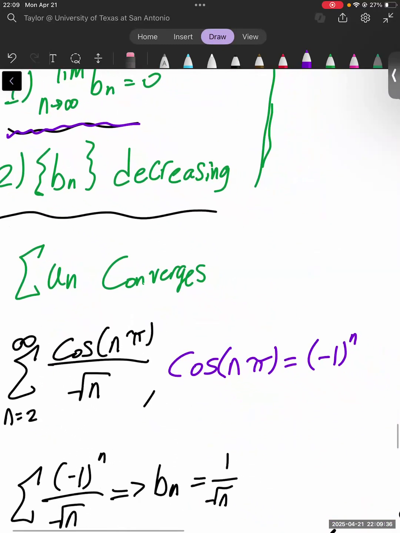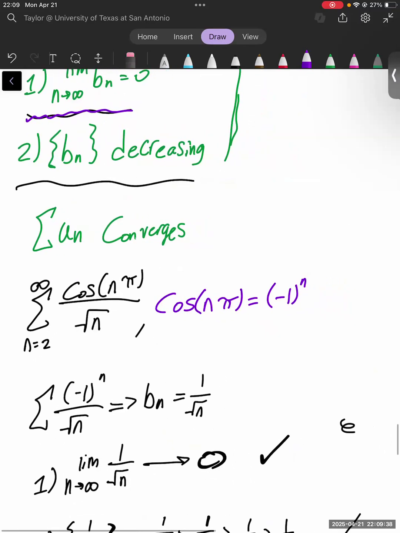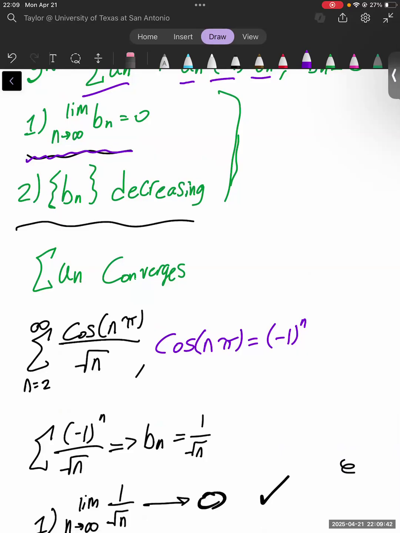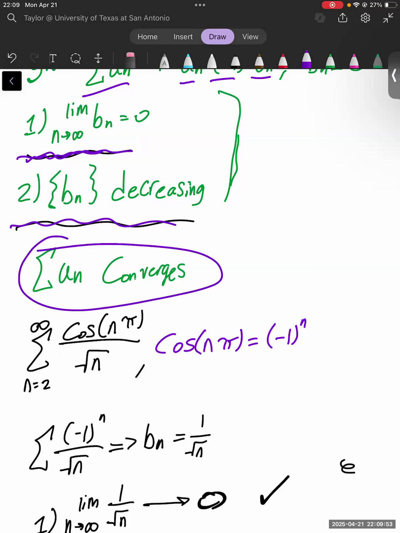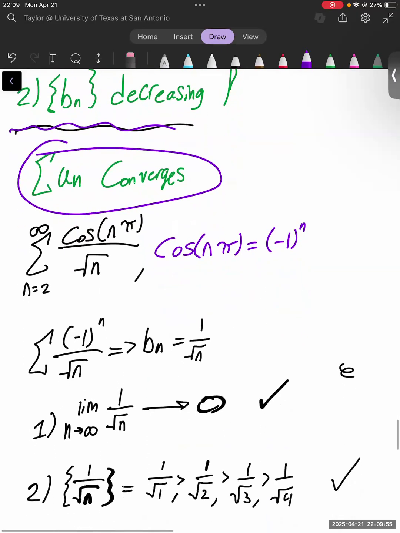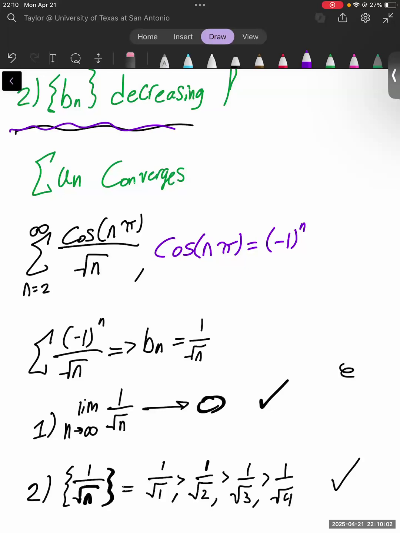So the example we're going to take a look at, if both of these conditions here are met, then an converges. And then we need to figure out what it converges to. Okay, so the first example I'm going to start with here is cosine n pi over square root n.